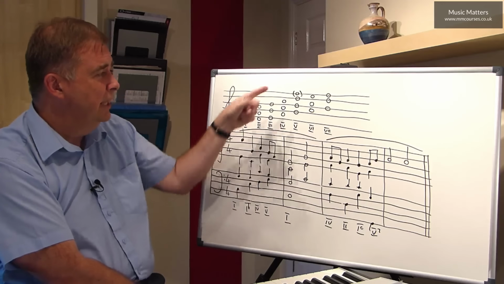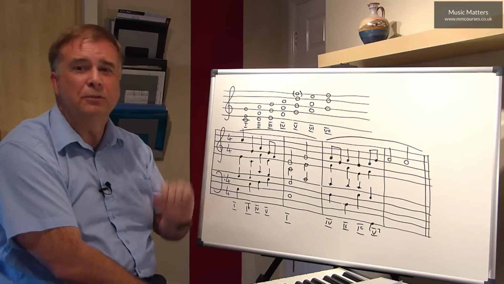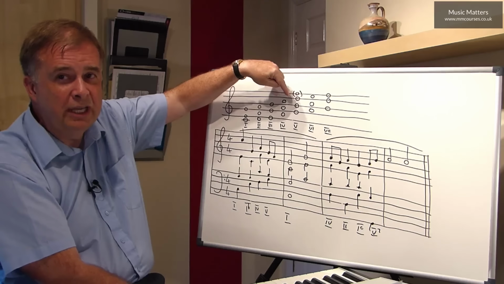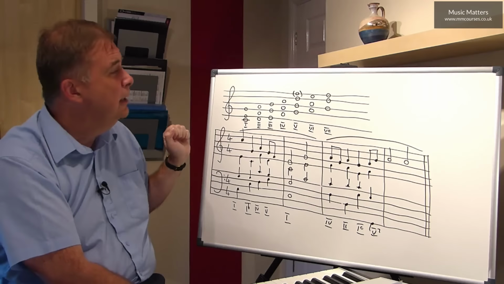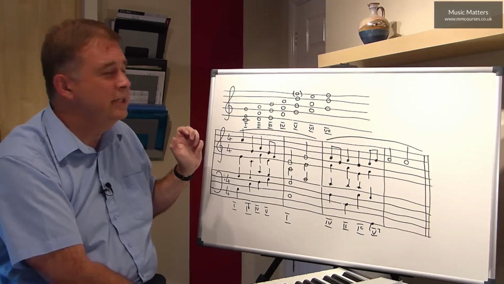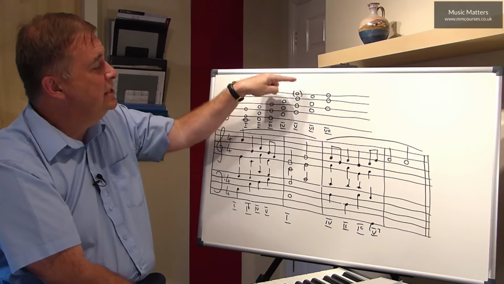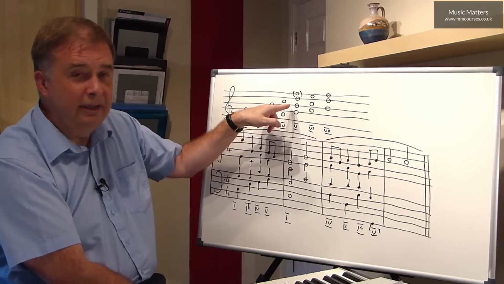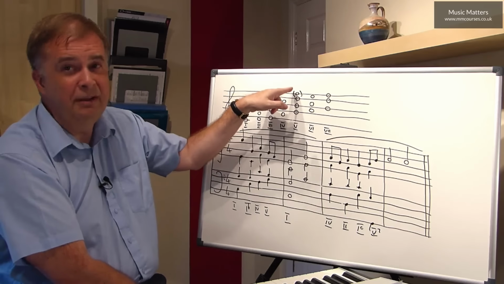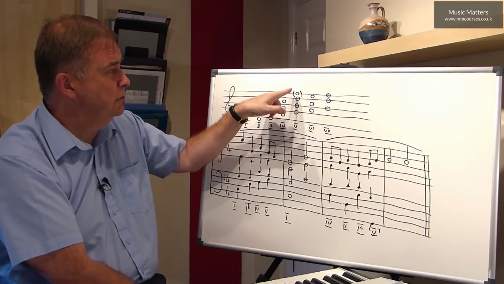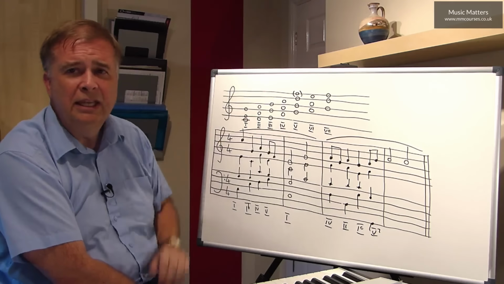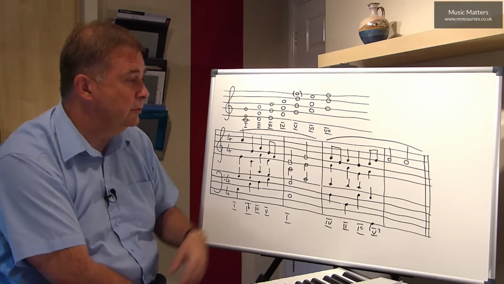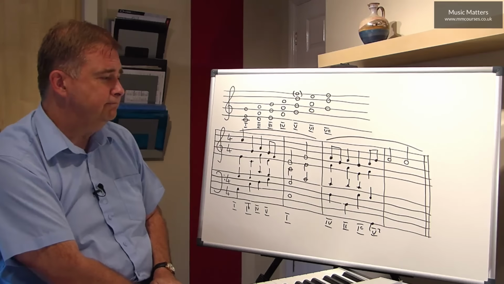There's no D. Well, actually, it's possible in some situations to leave out the fifth of a triad. Most of the time it will be there, but it's not absolutely essential, especially when you get into dealing with seventh chords. You definitely need a root, you definitely need a third, and you definitely need a seventh, otherwise it won't be a seventh chord. But the fifth is the note that's sometimes optional. So just to show that that's possible, I've done that here.